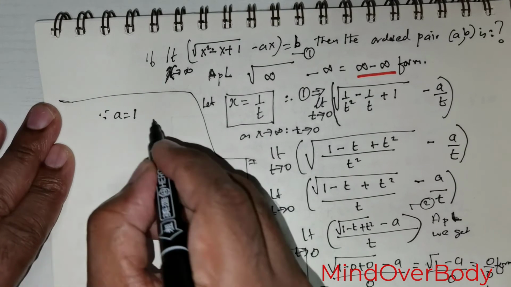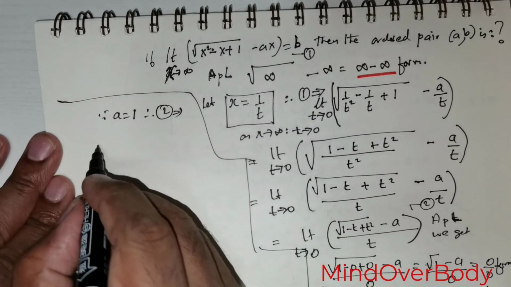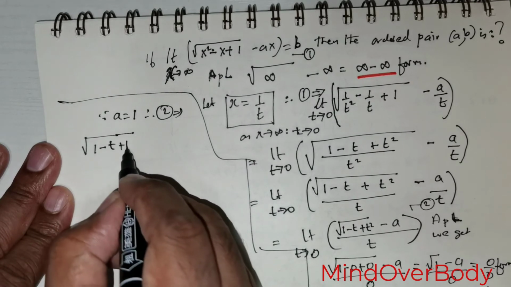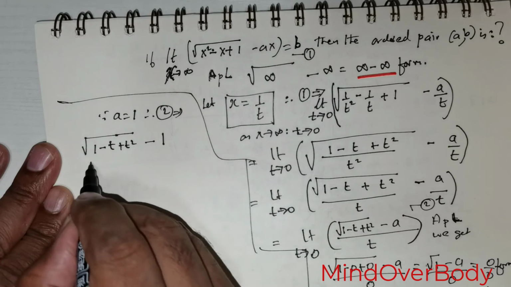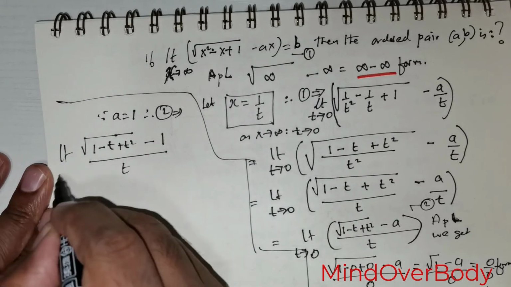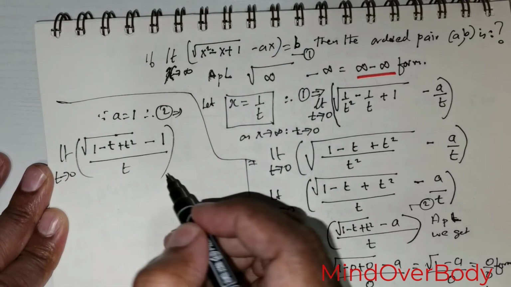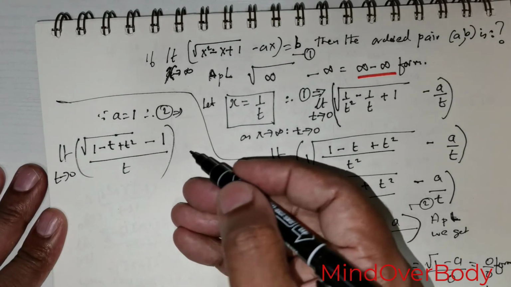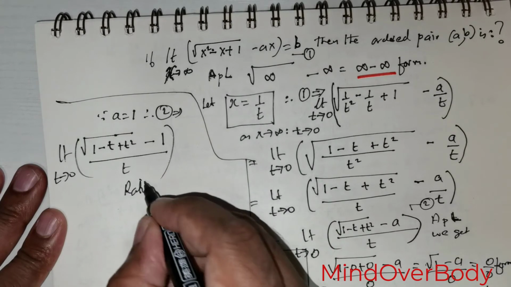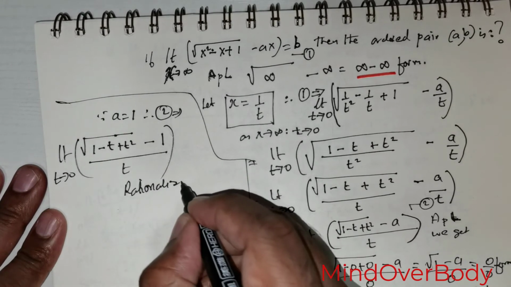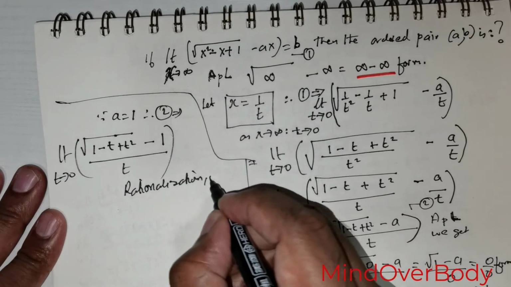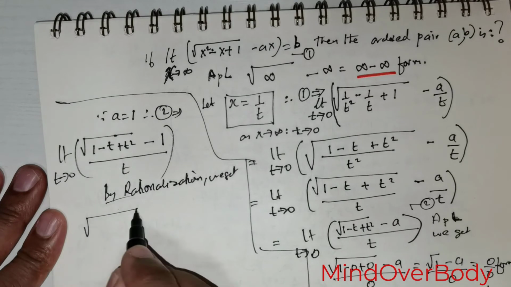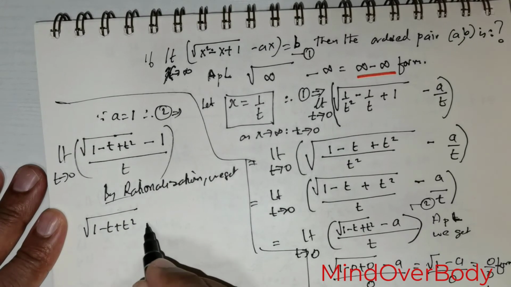Since a is equal to 1, therefore 2 can be rewritten as limit t tending to 0 of square root of 1 - t + t² - 1, divided by t. Now I'm going to be rationalizing, so by rationalization, what do we get? We get root of 1 - t + t² - 1.